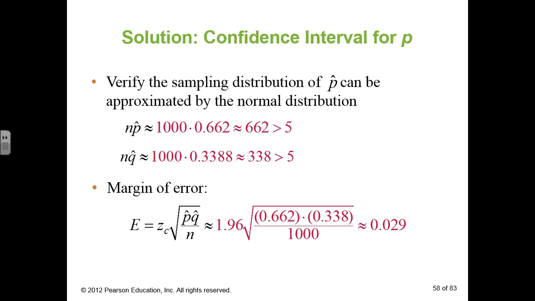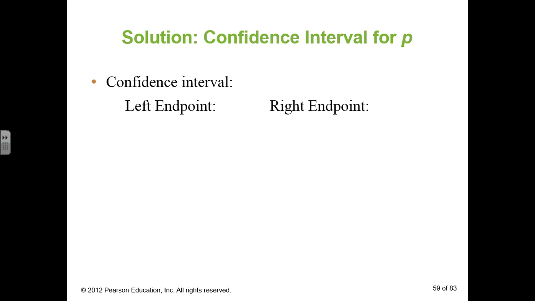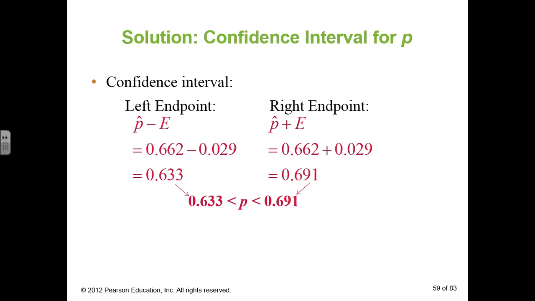Remember, for a 95% confidence interval, the critical value is 1.96 times the square root of p hat in decimal form, q hat in decimal form, divided by the sample size, which is approximately 0.029. We then use the margin of error and add and subtract it from the point estimate. To get the left endpoint, we subtract the margin of error and get 0.633. For the right endpoint, or the upper endpoint, we add the margin of error to the p hat.